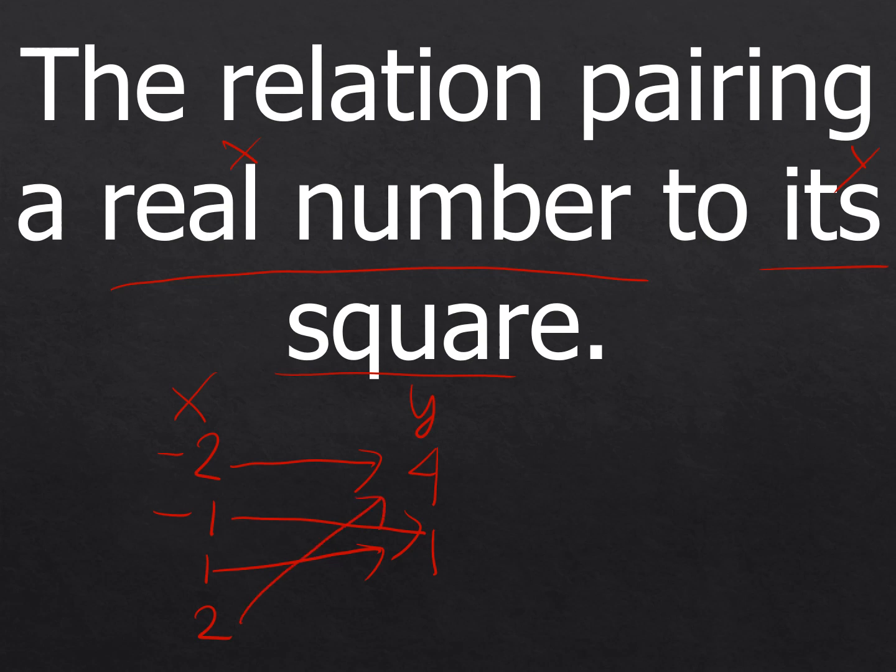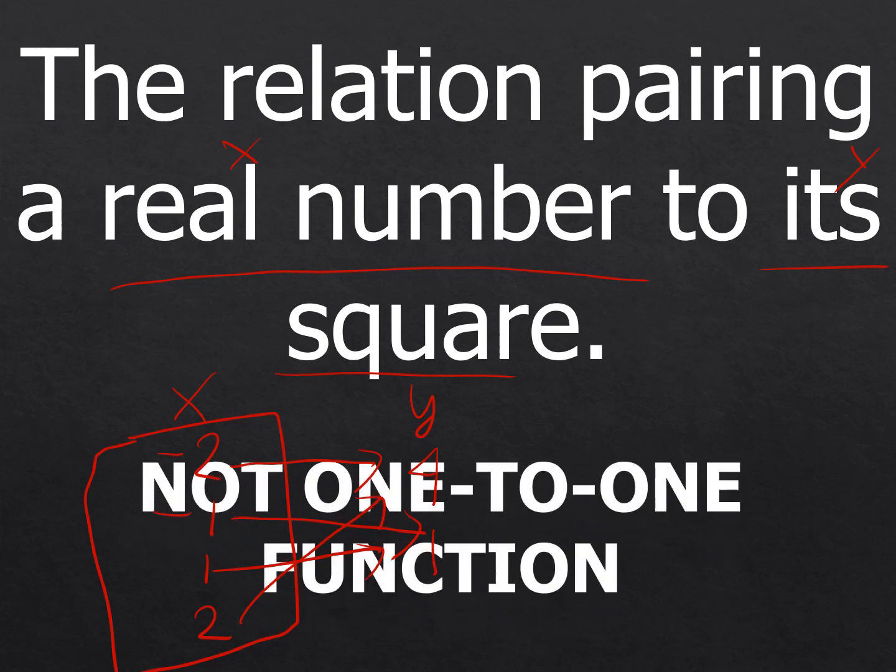As you can see, the values of x are unique since hindi nauulit ang value ng x. However, the value of y is not unique. Why? Kasi nauulit ang value. Kapag in-squared natin ang -2, ang sagot 4. Pag in-squared natin ang 2, ang sagot ay also 4. It implies, since hindi unique ang value ng y, that this is not a one-to-one function.